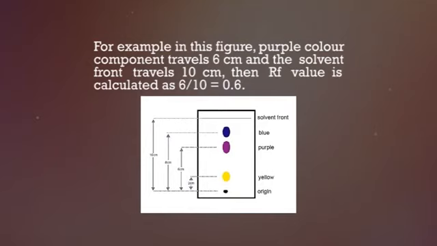For example, rhodamine B is often used for visualization of lipids, ninhydrin for visualizing amino acids, and aniline phthalate for carbohydrates. The position of each component of a mixture is quantified by calculation of RF values. For example, in this figure, the purple color component travels 6 cm and the solvent front travels 10 cm. Then the RF value is calculated as 6 by 10, which gives 0.6.